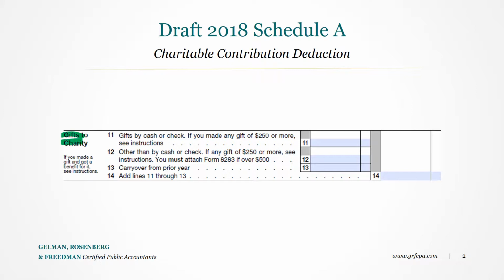So this first slide here is simply a breakout of the 2018 draft Schedule A. This section of the draft Schedule A is for gifts to charity, and there's really no change to this. The calculation's always been very simple. You take your cash contributions plus your non-cash contributions, and the total will end up on line 14, which then goes to page 2 of your 1040.